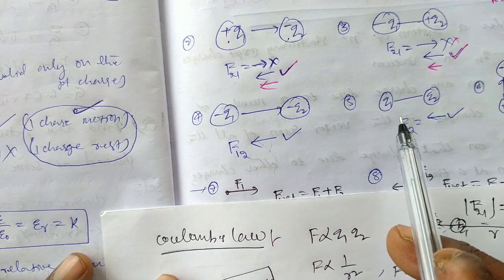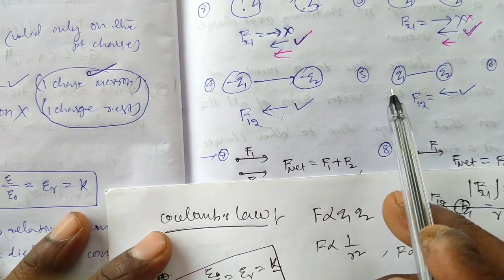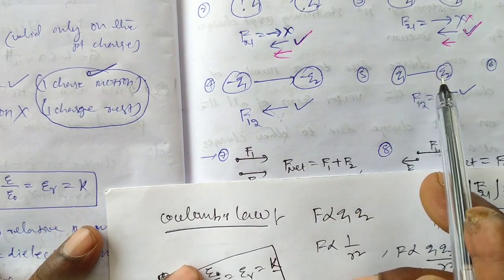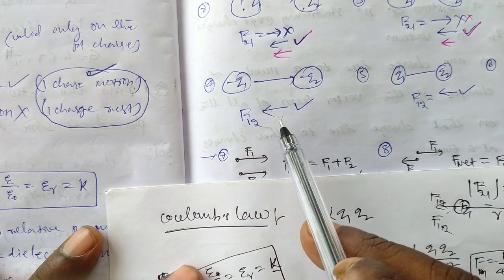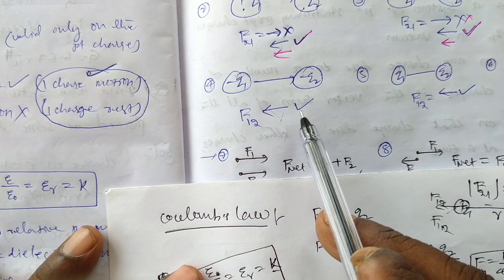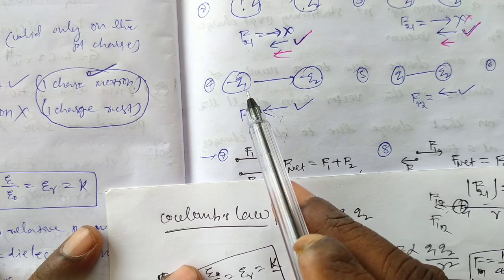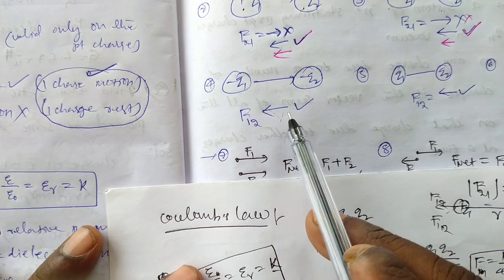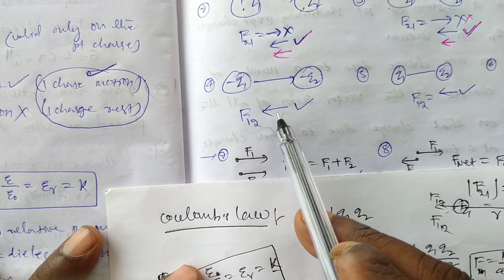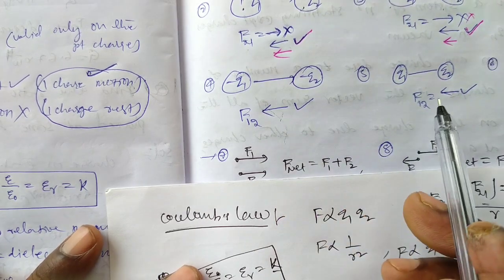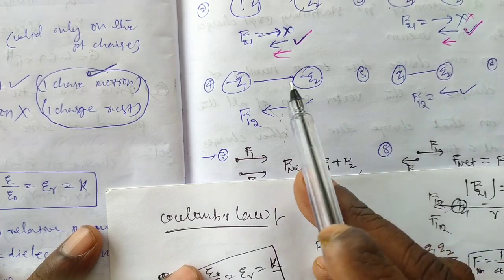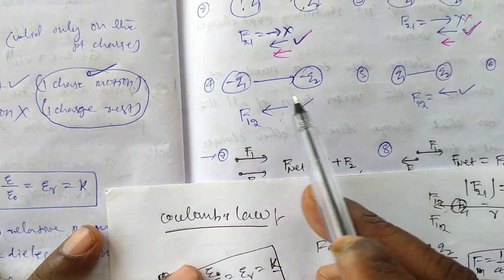Here, when both are positive, F12, the force on the first charge due to the second, has its direction like this, from right to left. Here also it is the same, right to left, since both have the same charges.